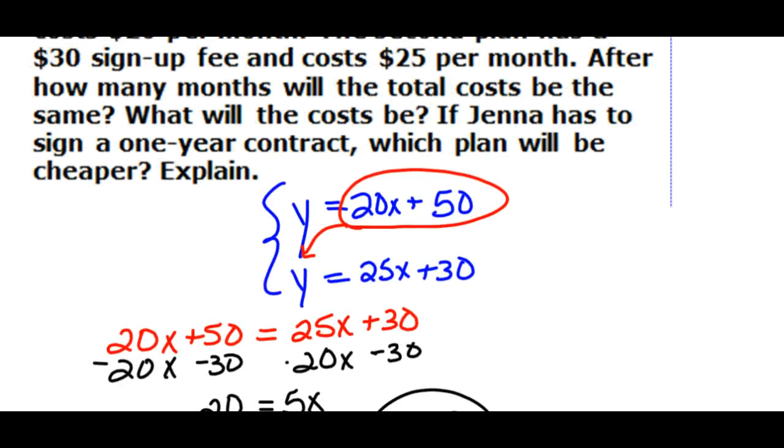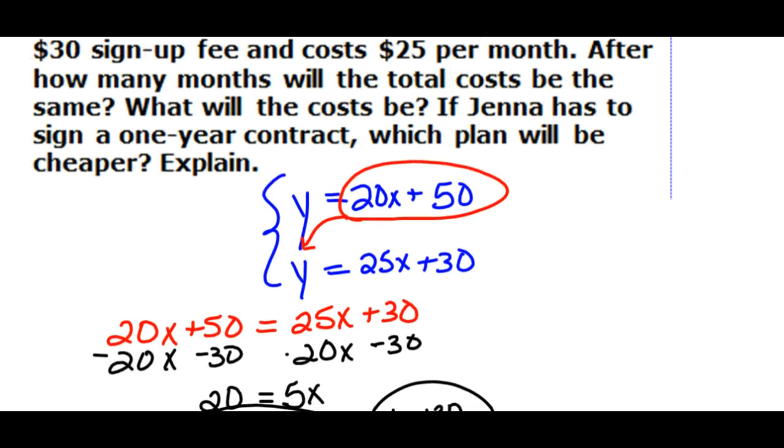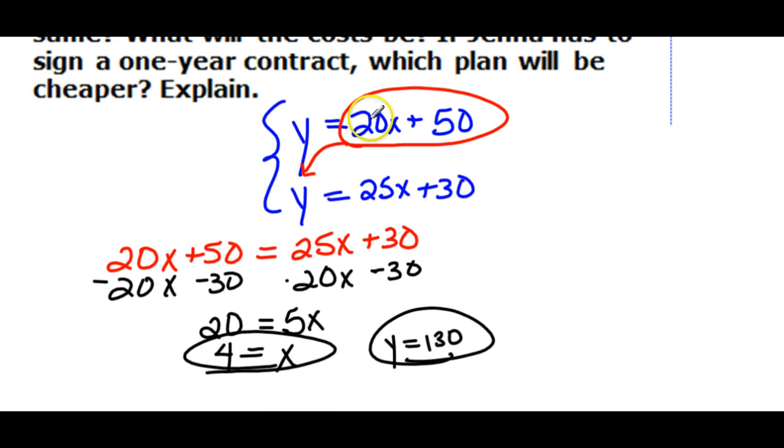So let's answer the questions though now. Okay? After how many months will the total cost be the same? 4 months. What will the cost be? $130. If Jenna has to sign a one-year contract, which plan will be cheaper? Well, which plan is cheaper per month? The top one. Because at 4 months, they're both the same. After that, the one that has the smaller slope or the cheaper per month cost will be the cheaper, okay? And that's it.